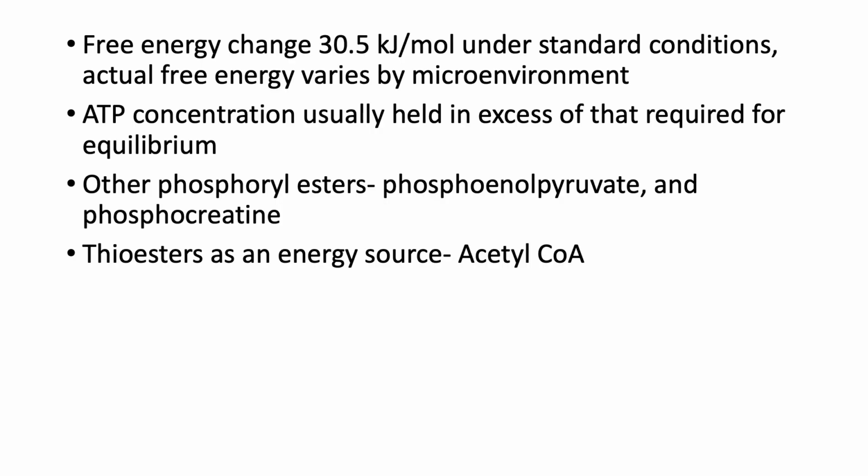So under standard conditions, this is 30.5 kilojoules per mole. The ATP equilibrium is usually in excess of that required for equilibrium, and you also have other phosphoryl esters which are also energetic sinks, such as phosphoenolpyruvate and phosphocreatine. And thioesters can be used as an energy source. Acetyl-CoA is the predominant example of that, and that'll be part and parcel of the Krebs citric acid cycle.